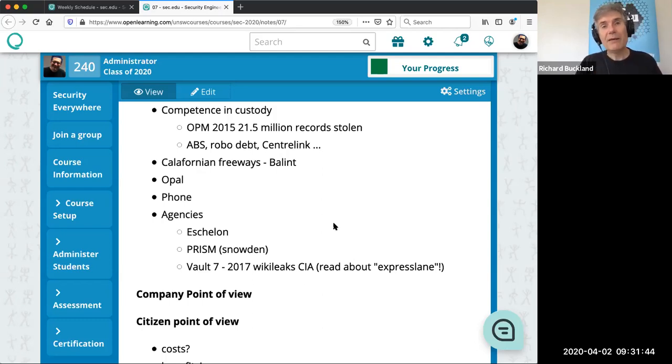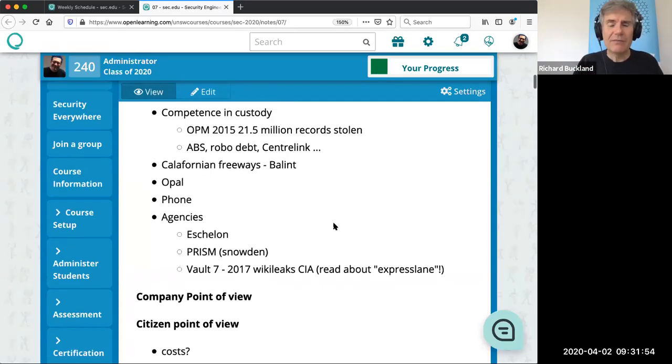So, read about the OPM hack. I mean, it was so obvious, and I assume it was a nation state. It was so obvious someone would try and attack that because it's so delicious once they gather all that information into one spot. And then I've got some other examples.